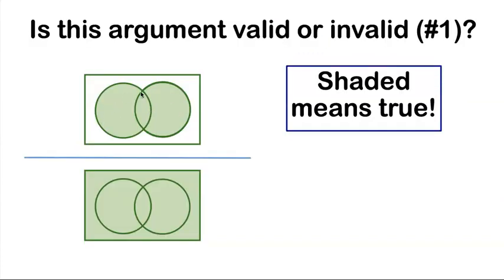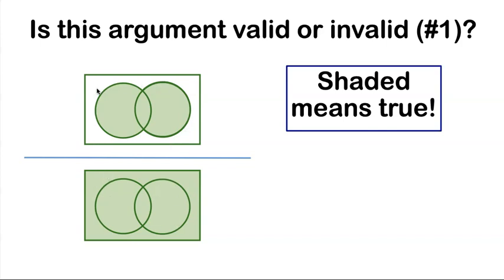So this one is valid because here's our test. Let's look for wherever the premise is true. It's true here, and it's true here and here. Is the conclusion shaded in all of those regions? Yes, it is. So wherever this is shaded, this is also shaded. So it's great, it's valid.